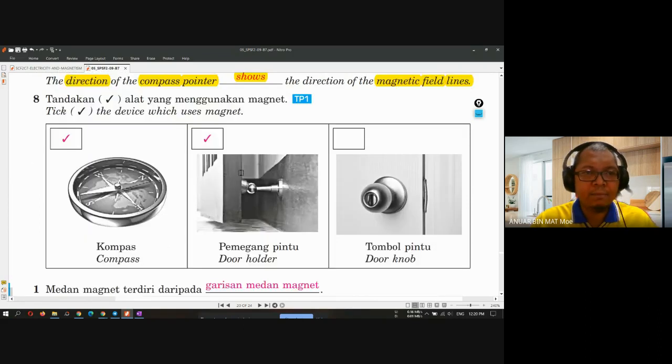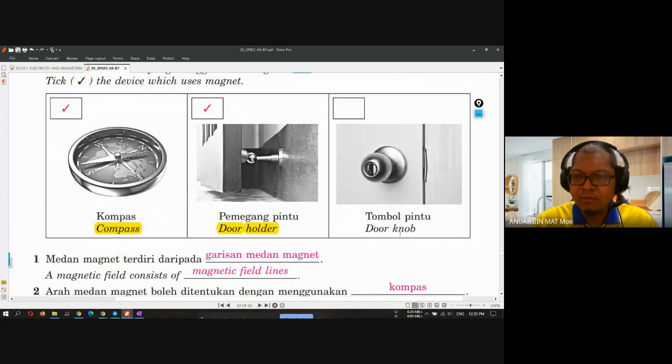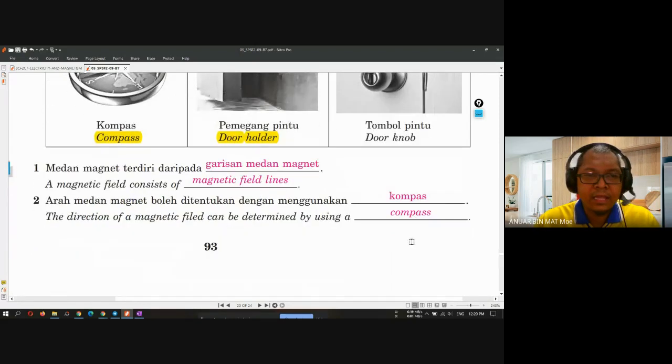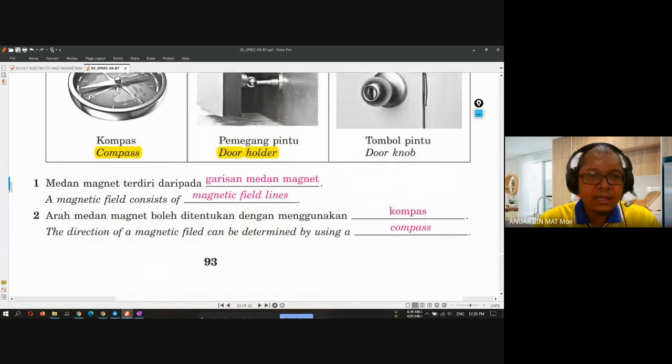Number 8, devices that use magnets: of course compass, door holder. Inside we have a door holder, but a doorknob is not a device that uses a magnet. Conclusion: a magnetic field consists of magnetic field lines, and the direction of the magnetic field can be determined by using a compass.